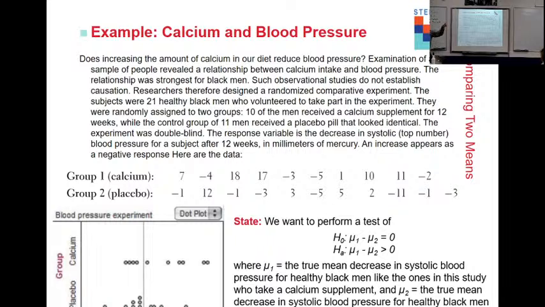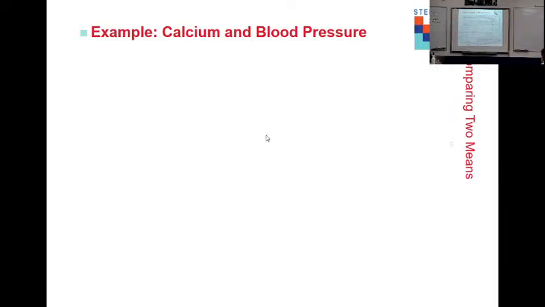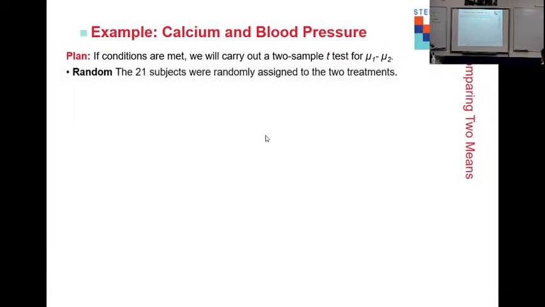Step 2, this is going to be our conditions. Let me just talk through it, and then I'll show it, and then we'll go on. Random, the big thing here. If you say simple random sample, you are incorrect. There was not a simple random sample here. The part that is random is the assignment to the two groups. The 21 people were randomly assigned to the two treatments. That is what is random about this process. Do not put SRS if it's not an SRS.